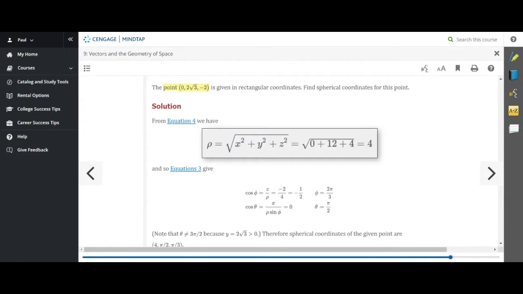Based on the y and the z, I want to be a little careful here. Just give me a moment. So let me go to the whiteboard. I'm trying to be helpful. But for this problem, this is example 5 from section 9.7.